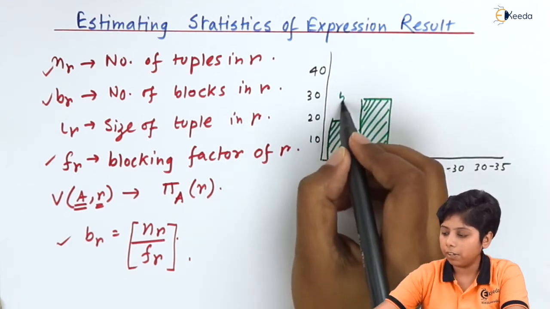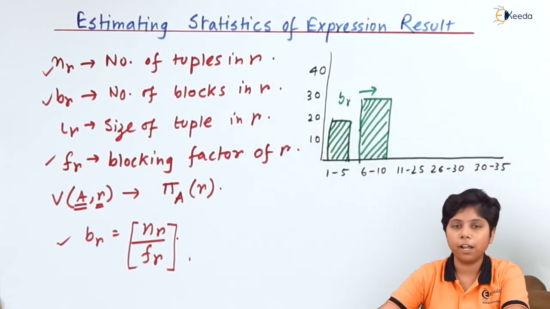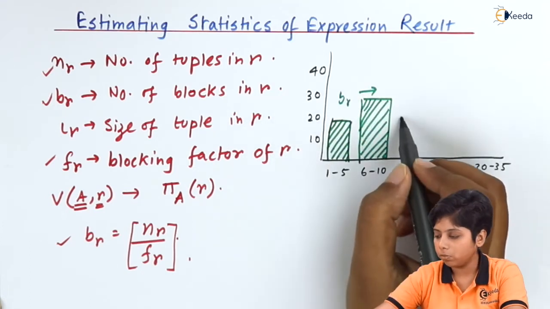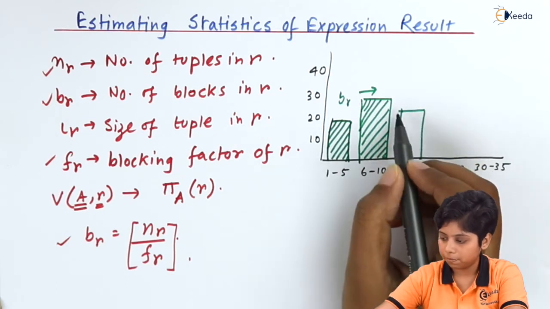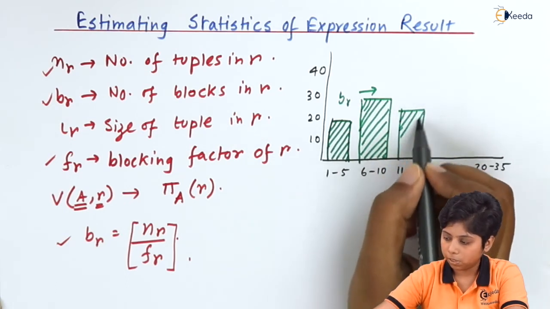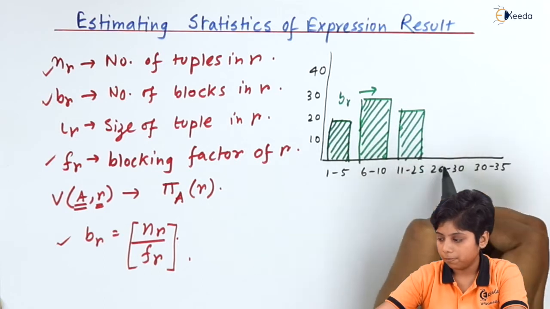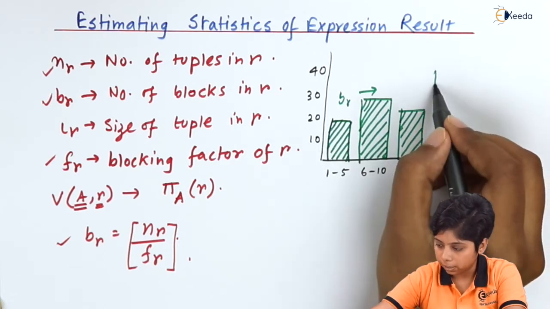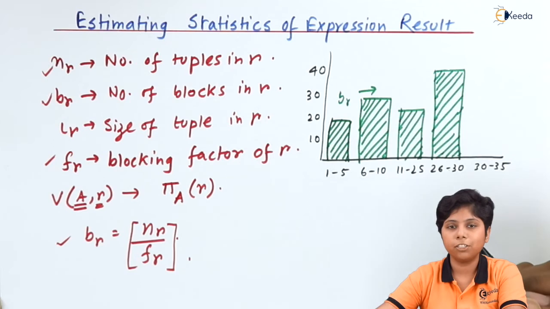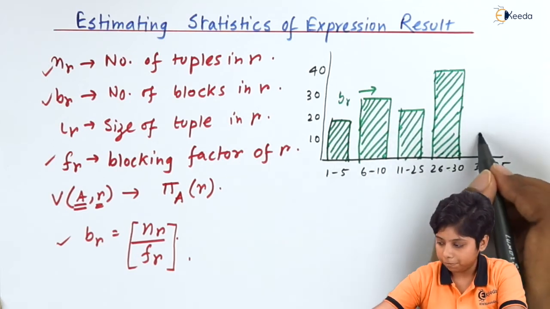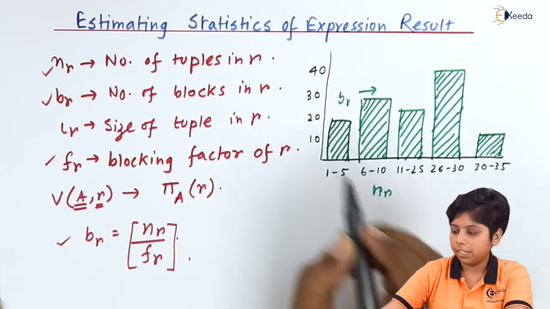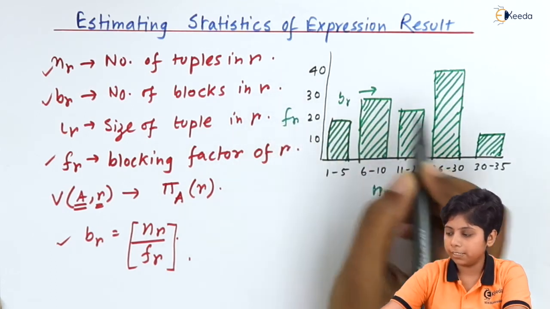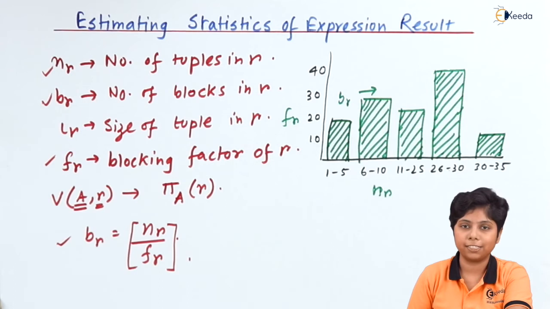So we are actually giving the representation of BR along with it. For the 11 to 15 group, it is 22. For 16 to 30, it is 39. For 30 to 35, say it is 15. So these are the NRs, these are the FRs, and these are the BRs that we are plotting against it.